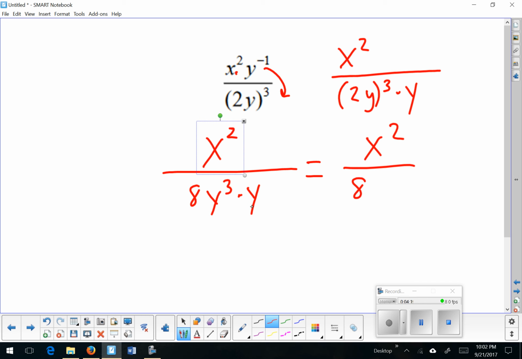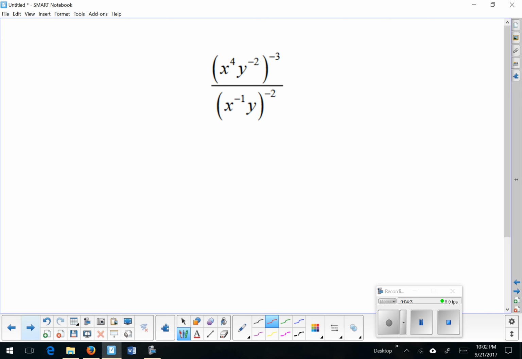And then when you multiply like bases, you add the power. So I know I didn't write it, but there is a 1 there. So that gives me y to the 4th. Let's take a look at one more.